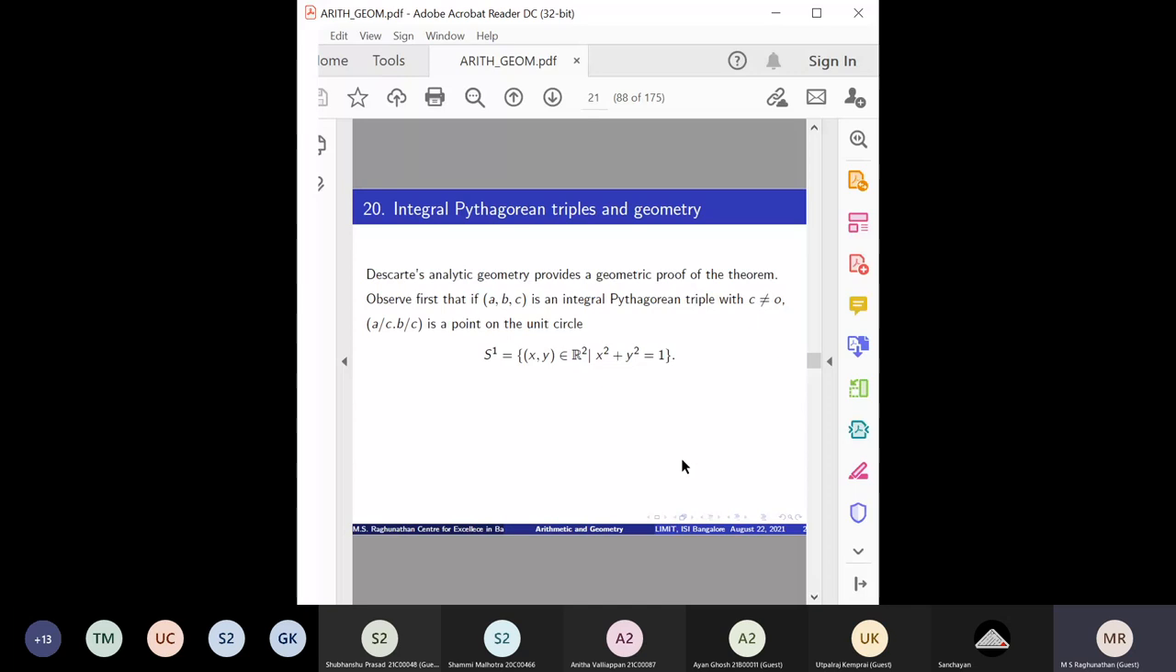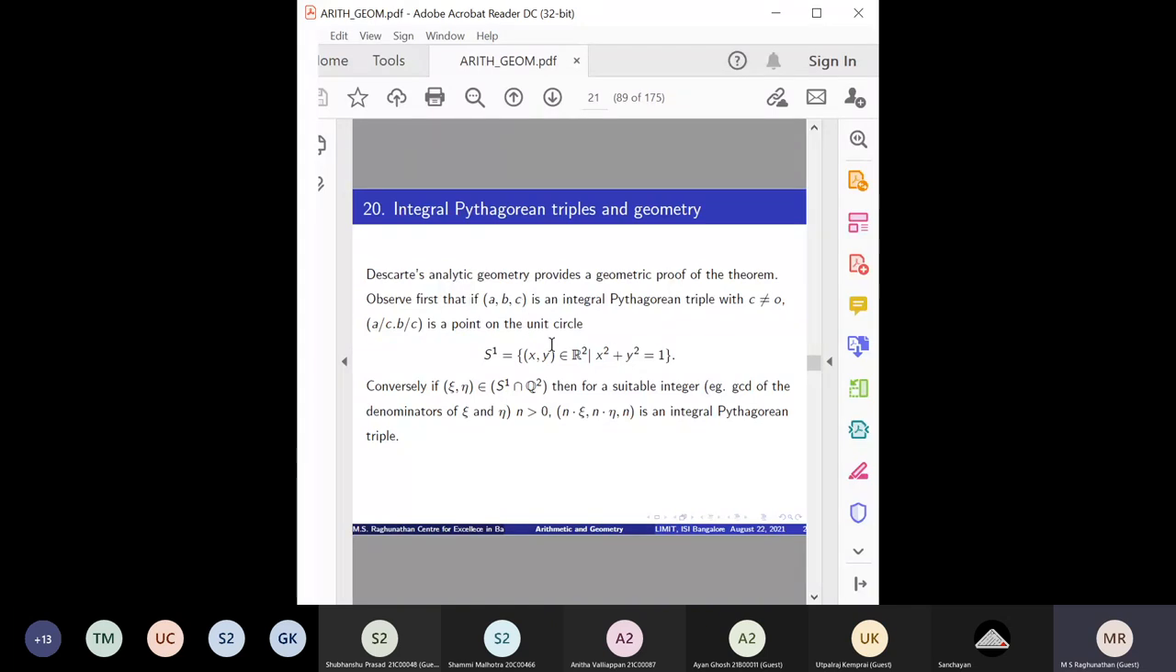How does one do this? Observe first that if (A, B, C) is an integral Pythagorean triple with C not equal to zero, then (A/C, B/C) is a point on the unit circle. Look at it as a point in the plane, on the circle, the set of points (x, y) such that x squared plus y squared equals 1, the circle of unit radius with the origin as center. So any integral Pythagorean triple gives in a natural way a point of the circle.